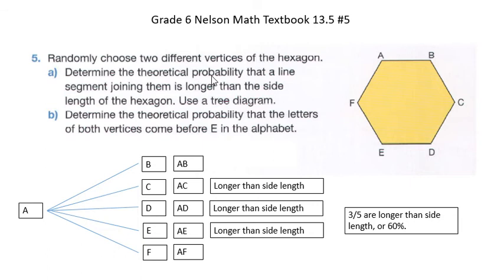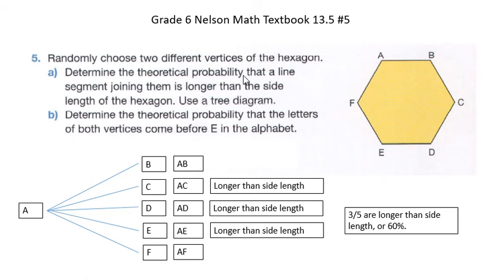Theoretical probability: we must organize ourselves, and we're not going to be doing the actual experiment. For example, we're not going to be writing down A, B, C, D, E, and F on pieces of paper and picking them out one at a time. That would be experimental probability, but we're not. We're going to use a tree diagram to figure out its theoretical probability.